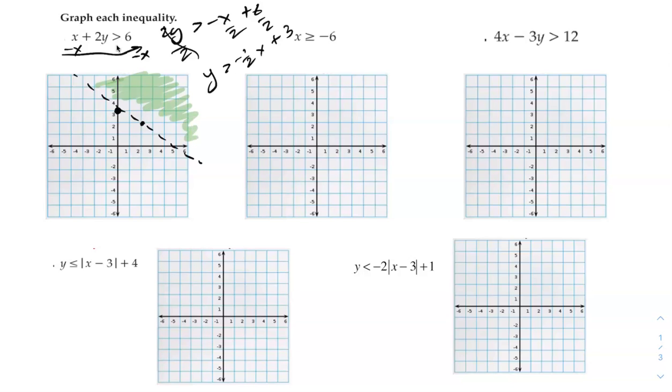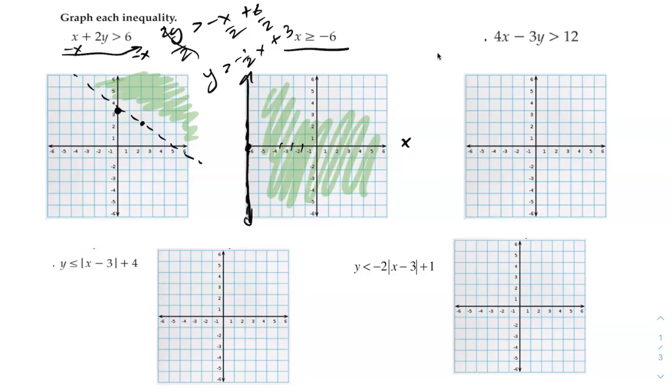Next one's a little weird. It's x greater than or equal to -6. So here's my x. Go to -6, which is right here, and then just follow the tally marks. That's the way I always do it when it says x greater than. Follow tally marks, up and down. So there's my line. And it's greater than or equal to, so it's solid, and I shade to the right.